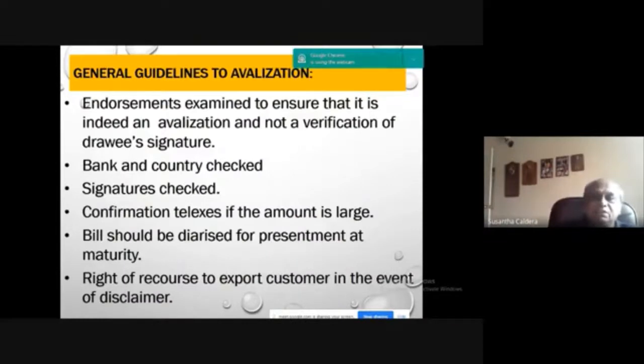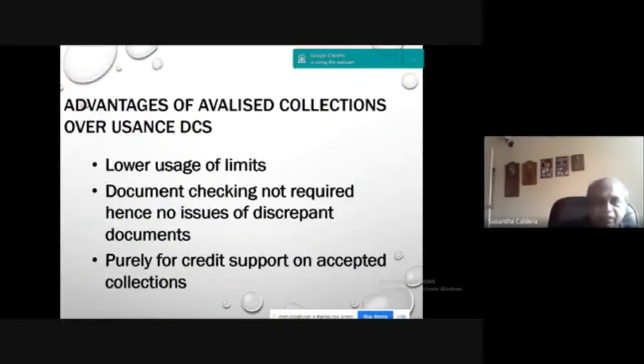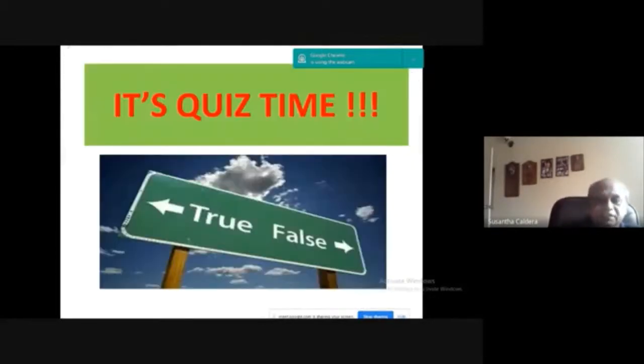General guidelines for evaluation: endorsement examined to ensure that it is indeed an avalization. Advantages of avalized collection over usance DCs: lower usage of limits, document checking not required. Hence, no issue of discrepant documents. In a DC we do document checking, but here it is purely for credit support on the accepted collection.